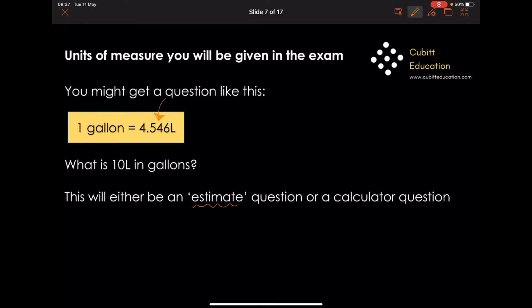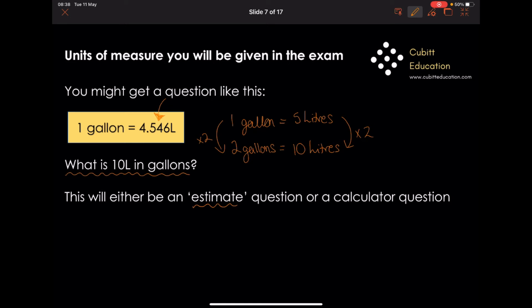So if it was to estimate, we could say, okay, well, 1 gallon, I could say is 5 litres, because I'm estimating. You will find that some of these questions in functional skills will ask you to estimate, which means to round up the number and make it a bit easier for yourself, really. So if I know that 1 gallon is 5 litres, the question is asking me what is 10 litres in gallons. Well, I know that if I double this, it gives me 10 litres. So I could also double this.